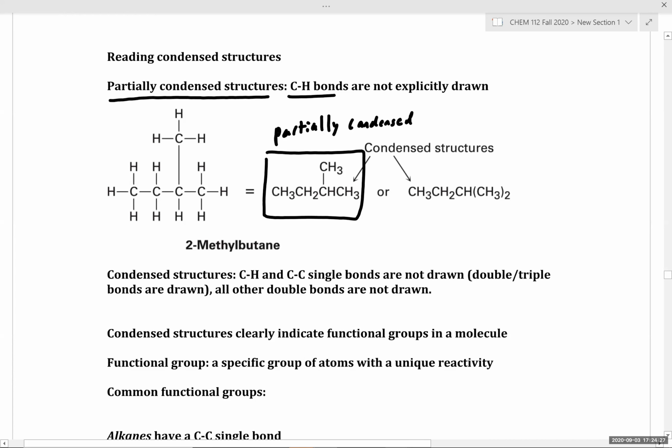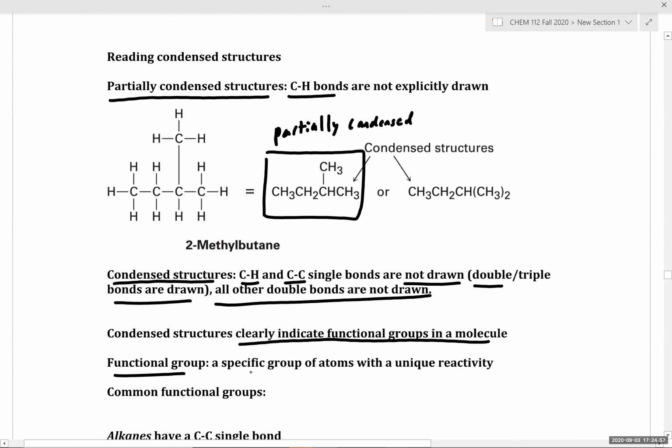Now, in a fully condensed structure, all carbon-hydrogen and carbon-carbon single bonds are not drawn. All other bonds, double bonds associated with carbon as well as triple bonds, are drawn. Now, the nice thing about condensed structures is that they clearly indicate functional groups in a molecule. A functional group is a specific group of atoms with unique reactivity, and you're going to want to be familiar with the formulas for different functional groups.